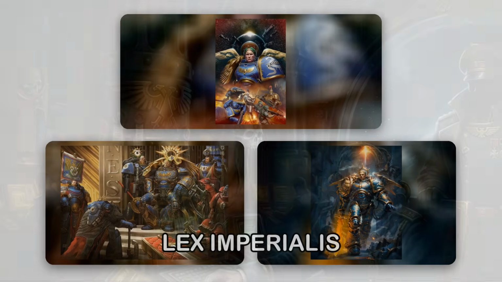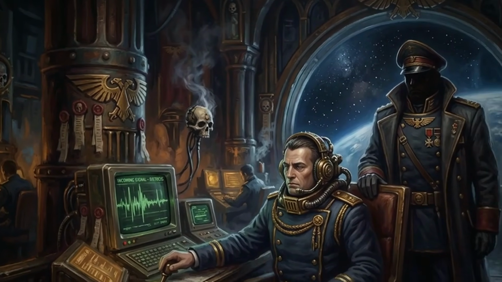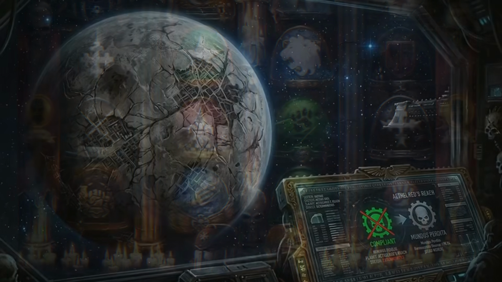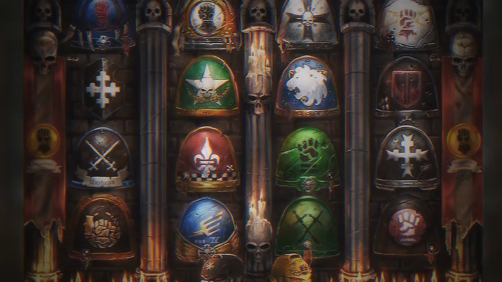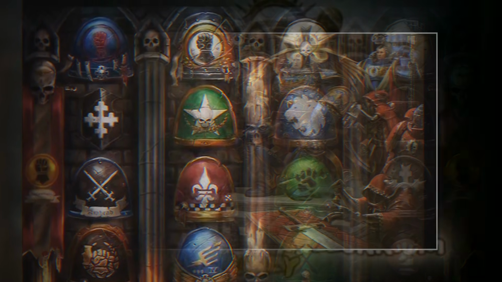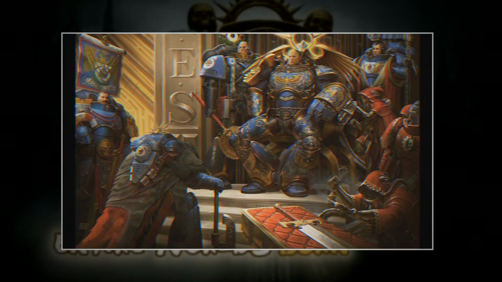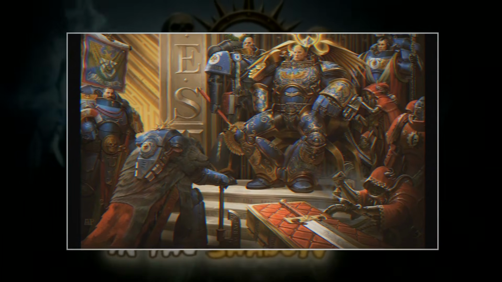This sweeping decree aimed at streamlining imperial bureaucracy and military command, attempting to cut through millennia of red tape and inefficient practices. It sought to reassert central authority, improve communication between disparate imperial factions, and ensure a more coordinated response to the galaxy-spanning threats. The Lex Imperialis was a bold attempt to bring order to chaos, to impose a semblance of the logical, efficient Imperium that Guilliman had envisioned in his past.